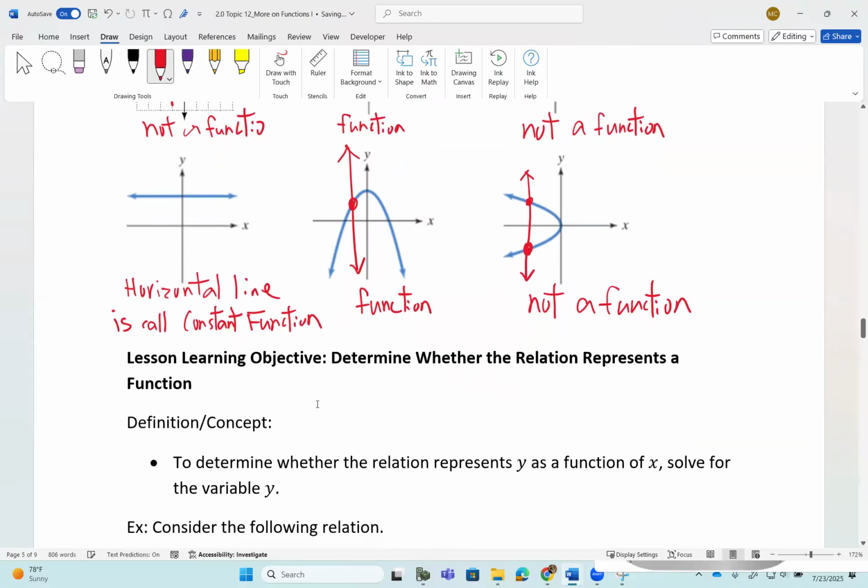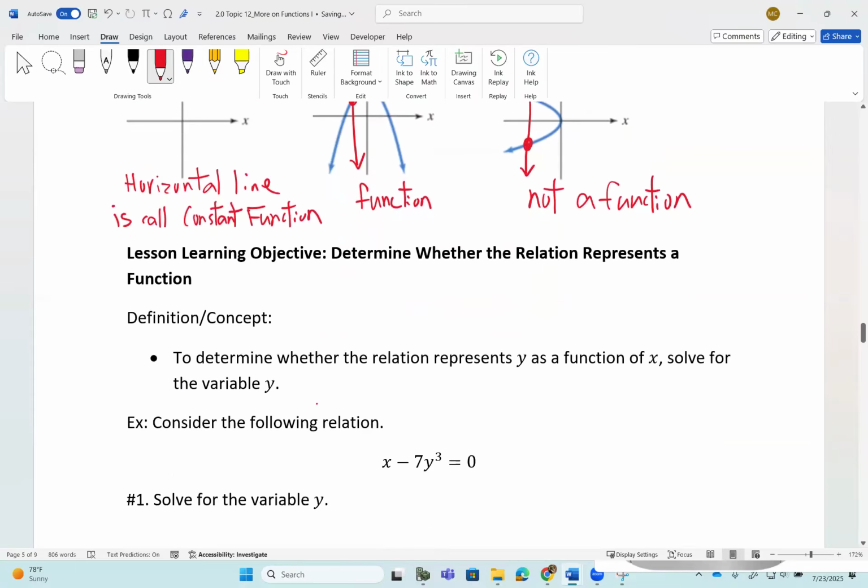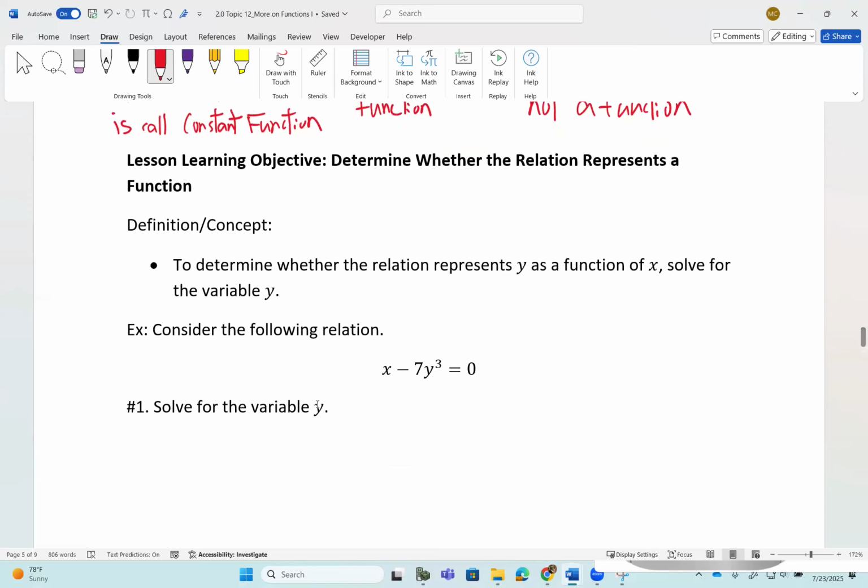Okay. Now the next objective is determine whether the relation representing a function. So right now I start you out with the equation. Okay, we're gonna solve for the variable y, and see if that y equal represent y as a function of x. Okay, so right now I don't know quite exactly what this is. So let's solve for the variable y.